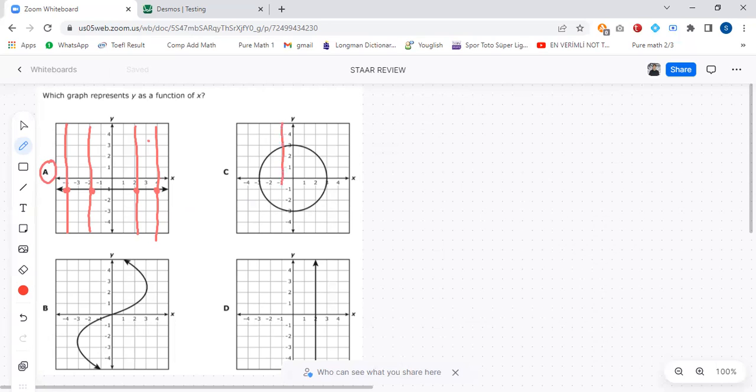So let's look at this. As you can see, guys, on this vertical line, we have 2 points. So this cannot be a function. So guys, if you draw this vertical line, as you can see, there are 2 points here. So this cannot be a function. And if you draw a vertical line on this, there are infinitely many intersection points, right? So this cannot be a function. All right, next.